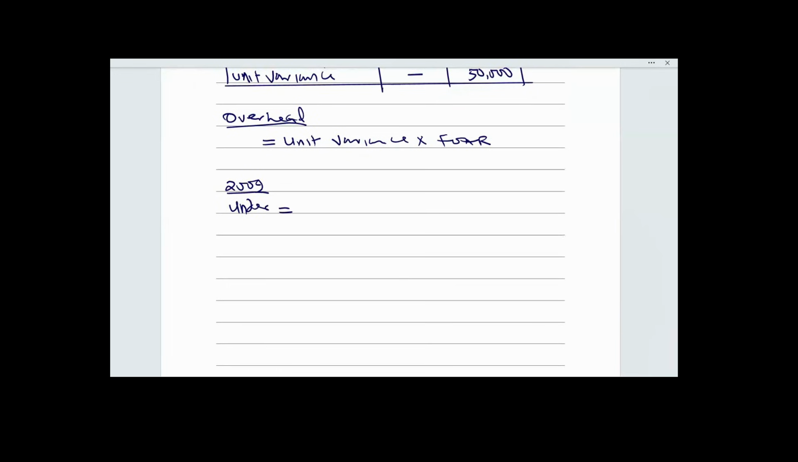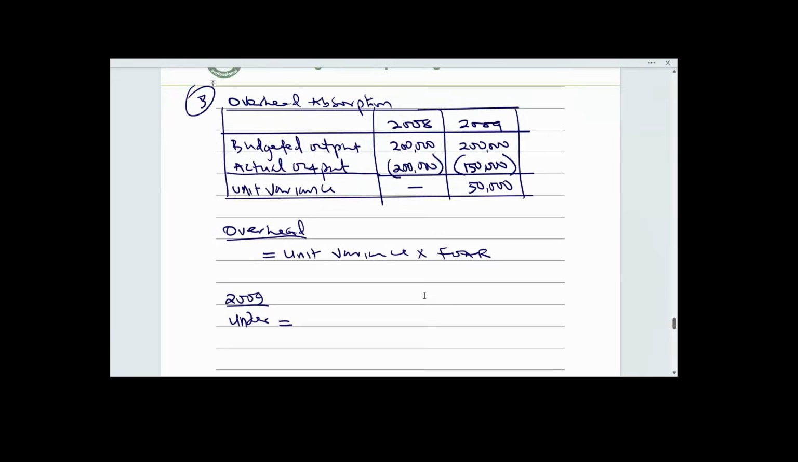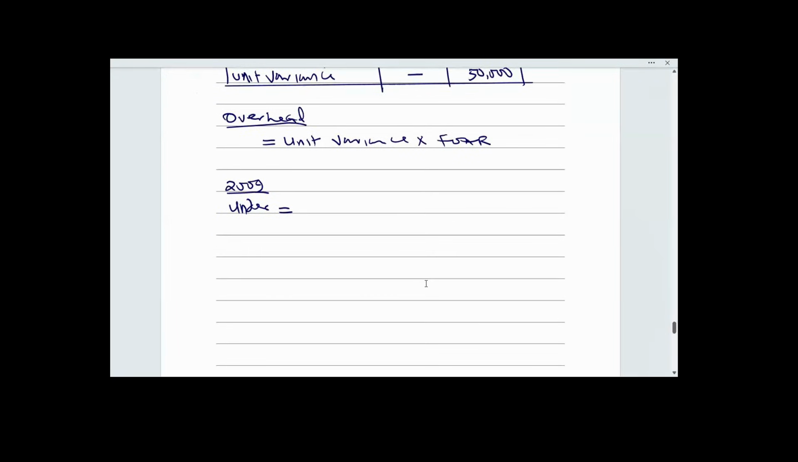because the budgeted output is greater than the actual output. So when that happens, it will be under absorbed. The overhead will be under absorbed. So the unit variance is 50,000 multiplied by the fixed overhead absorption rate. The fixed overhead absorption rate is 4 naira 30 kobo.